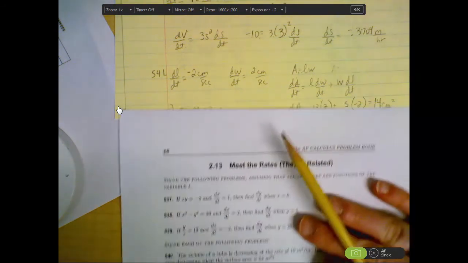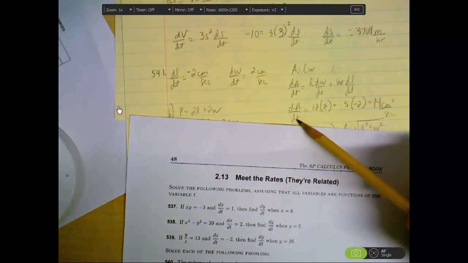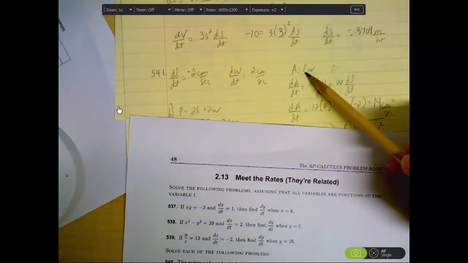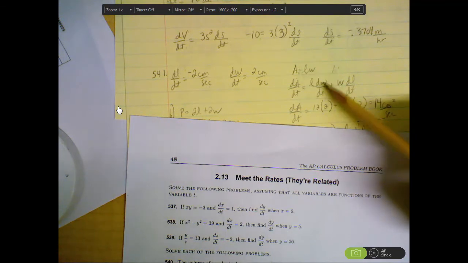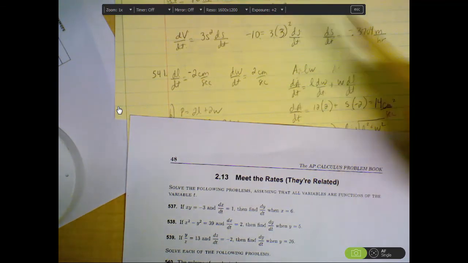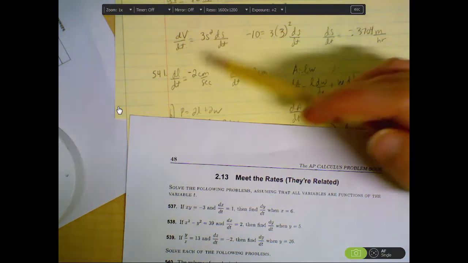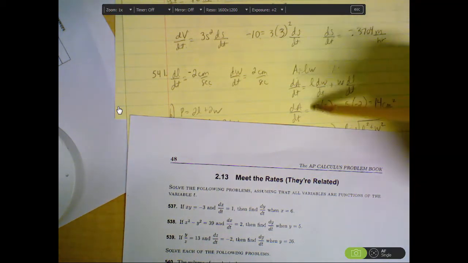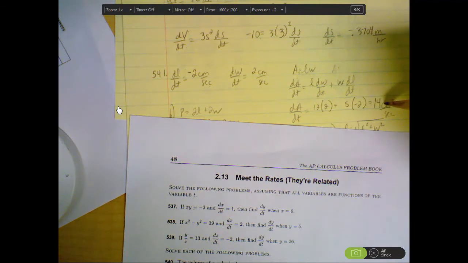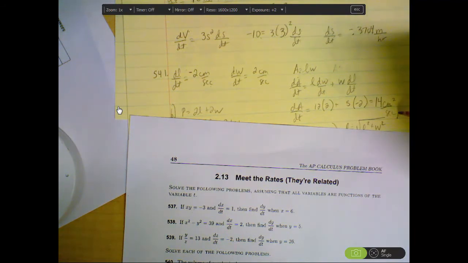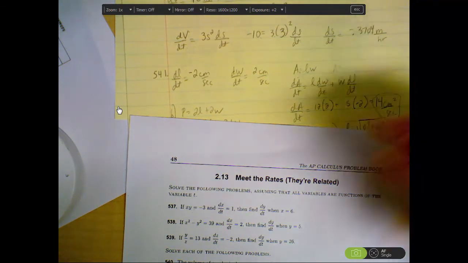Plug in what you know. Well, we don't know what dA/dt is. That's what we're looking for. We do know that the length at this instant is 12 and the change in the width is 2. And we know that the width at this instant is 5 and the change in the length is -2. And when you perform this calculation, you see the area is changing at 14 centimeters squared per second. So that's the rate of change for the area.